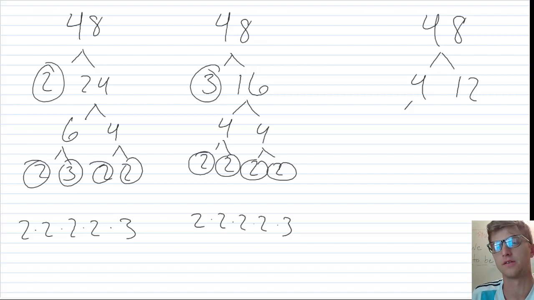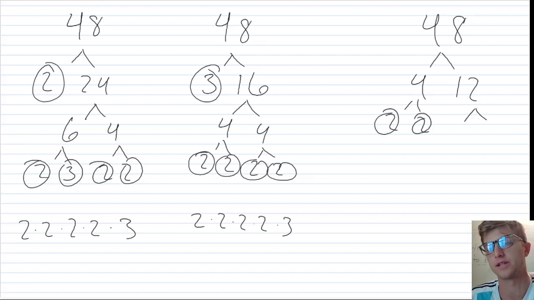And then over here, 4 times 12. 4 equals 2 times 2. 12, we already saw how to break that down. 3, we'll do 4, 2, 2, circle, circle, circle. And once again, we're left with 2 times 2 times 2 times 2 times 3.